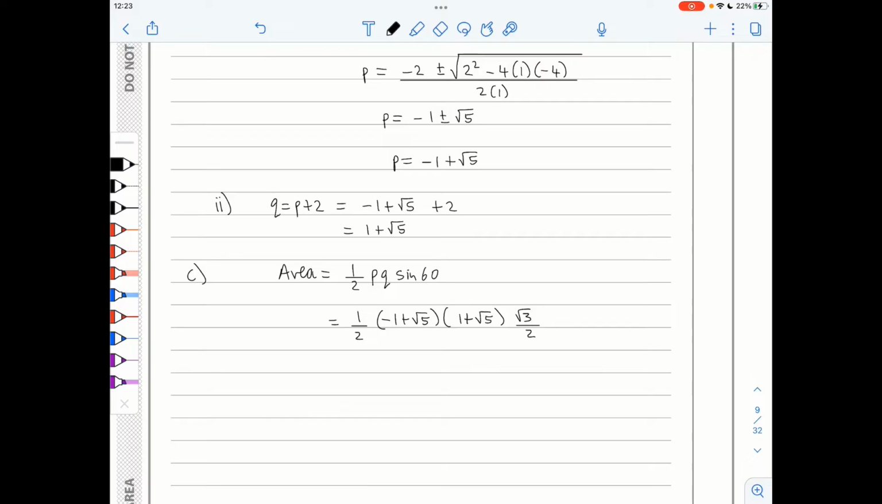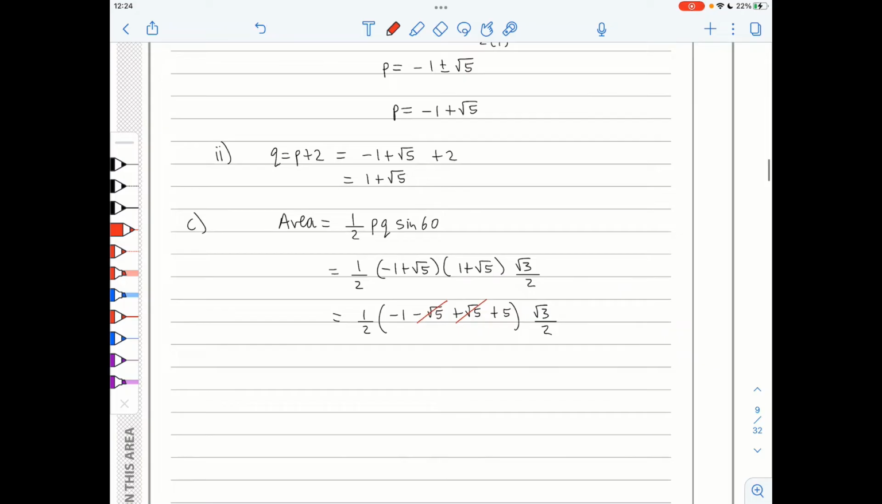I will be showing all the working out here. So it's a half, in brackets, the expansion is minus 1 minus root 5 plus root 5 plus 5, times root 3 over 2. The root 5s go away. So I'm left with a half times 4, the minus 1 plus 5, times root 3 over 2. And 2 times 2 is 4. So all of this is root 3 square meters.